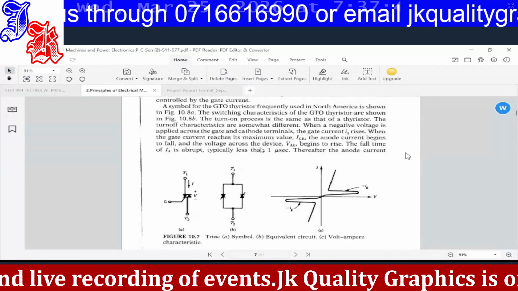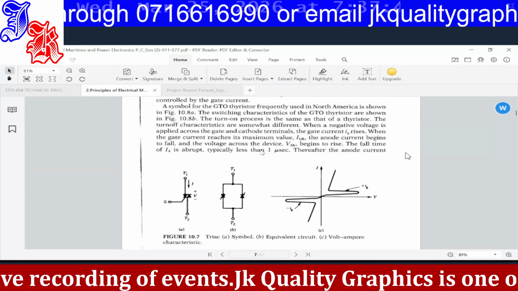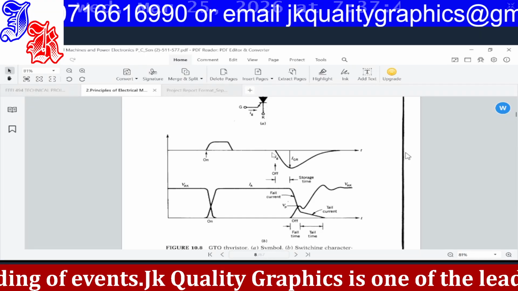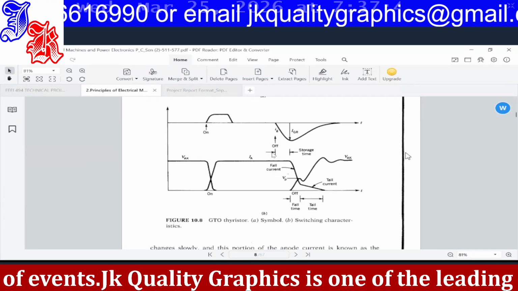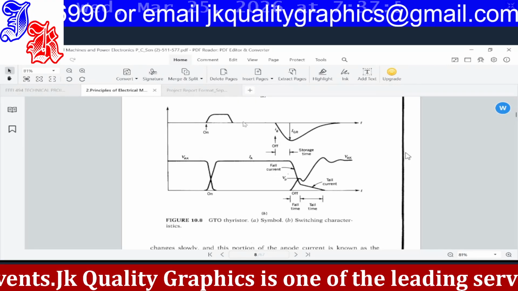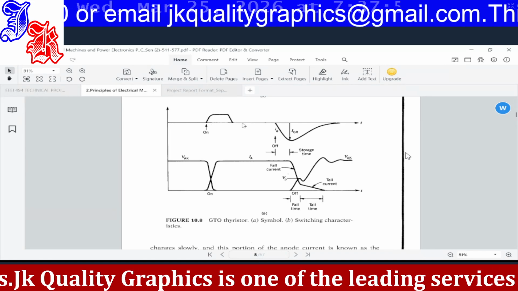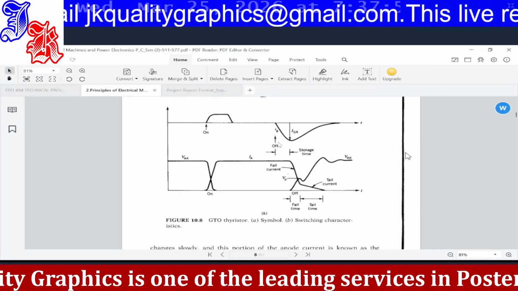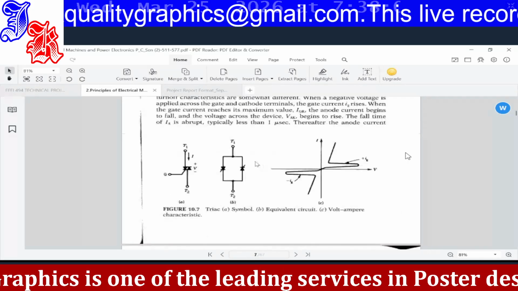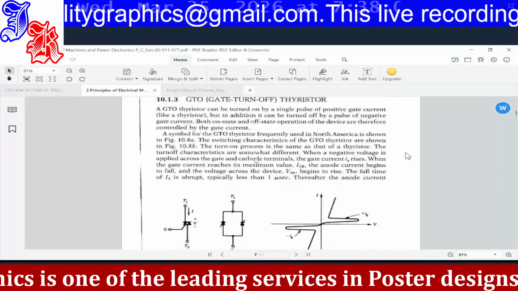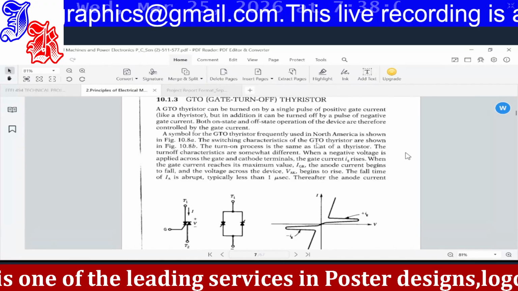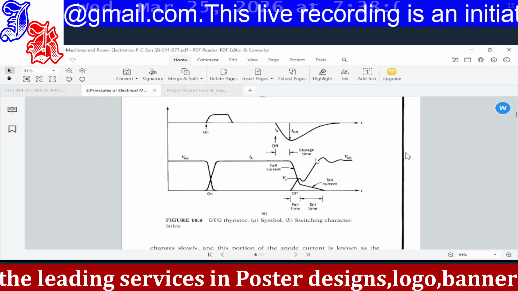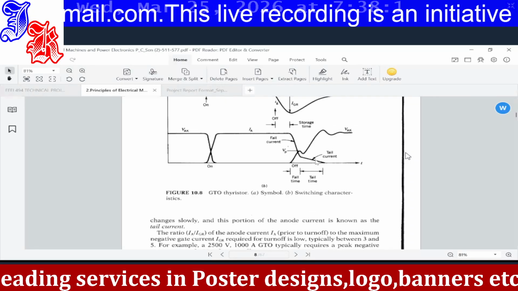So this is the volt-ampere characteristic of a triac. Then this is the GTO, where we can ignite it with a positive pulse, and switch it off with a negative pulse. So that is the advantage of a GTO. So the symbol of the GTO and the switching characteristics are shown here.